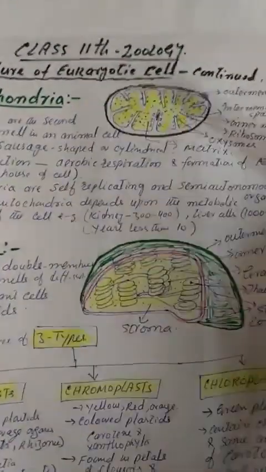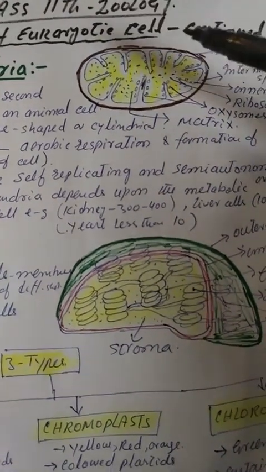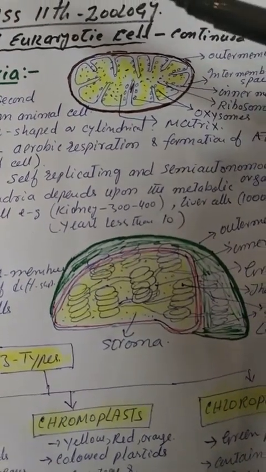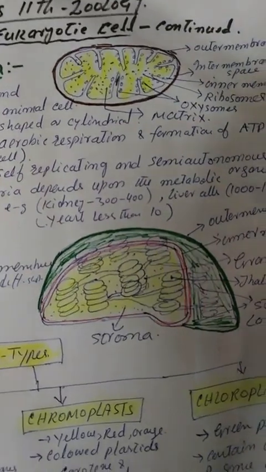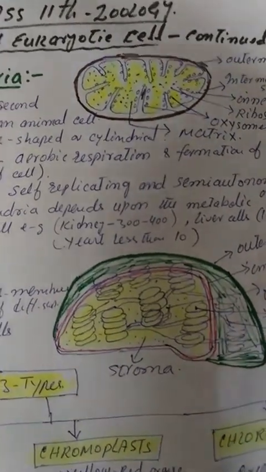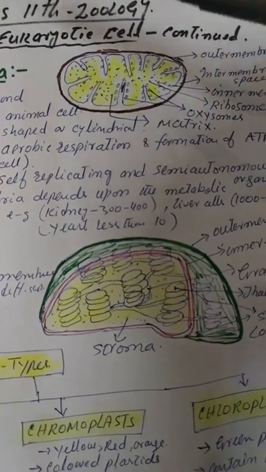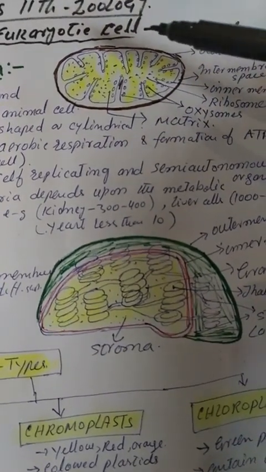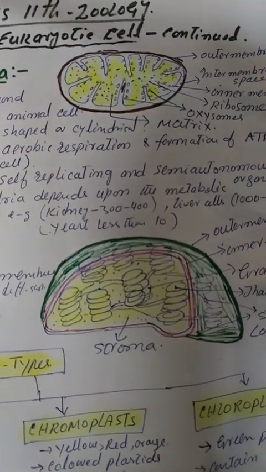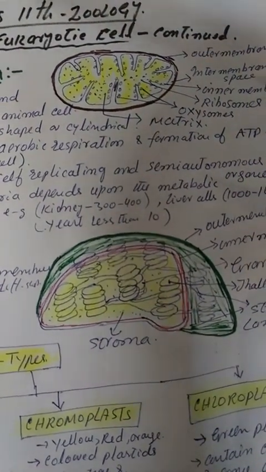Now mitochondria, as you can see in this sketch, are the second largest organelle in an animal cell. These mitochondria are typically sausage-shaped or cylindrical structures. Their main function in eukaryotic cells is aerobic respiration and consequently the formation of ATP, the adenosine triphosphate, which is also known as the energy currency. Therefore, these mitochondria are also known as the powerhouse of the cell because they generate the energy in the cell.